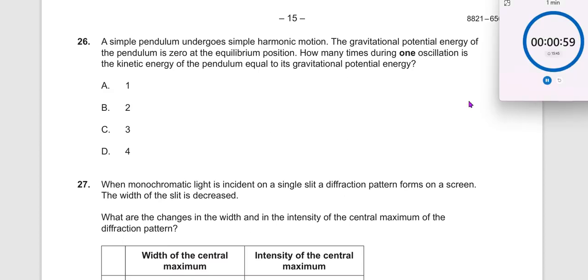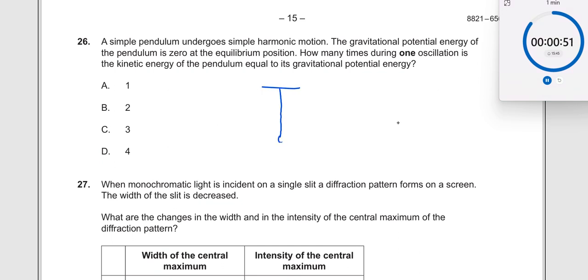Okay, 26th question. A simple pendulum undergoes simple harmonic motion. Gravitational potential energy of the pendulum is 0 at the equilibrium position. Okay, straightforward question. It's 0 here. How many times during one full oscillation is the kinetic energy of the pendulum equal to the gravitational potential energy? When is the gravitational potential energy equal to the kinetic energy?